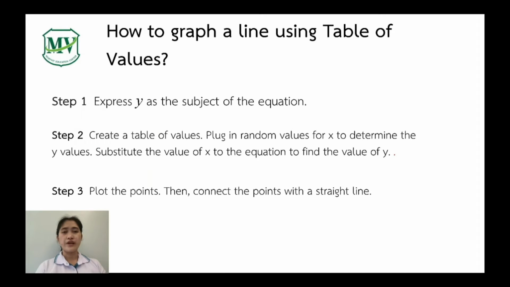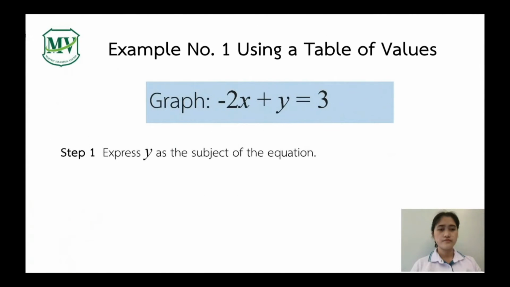Here are the steps to graph a linear equation using table of values. Step number 1, express y as the subject of the equation. Step number 2, create a table of values. Then, plug in random values for x to determine the value of y. Substitute the value of x to the equation. Step number 3, plot the points, then connect the points with a straight line.